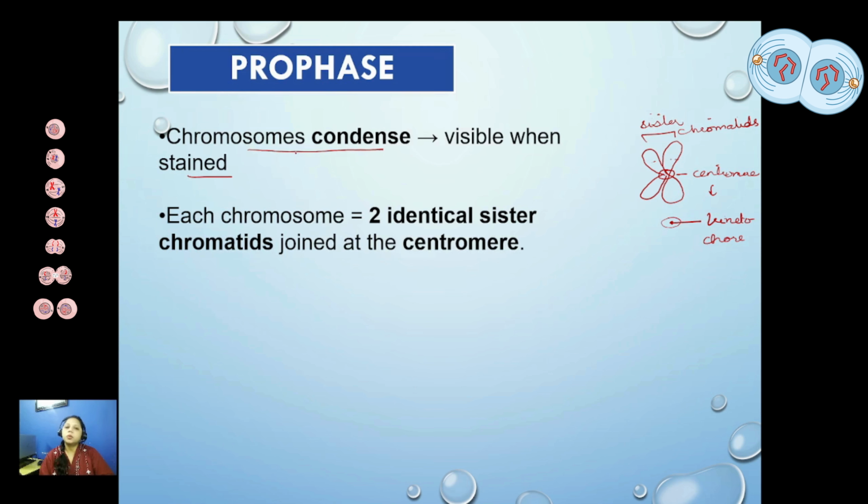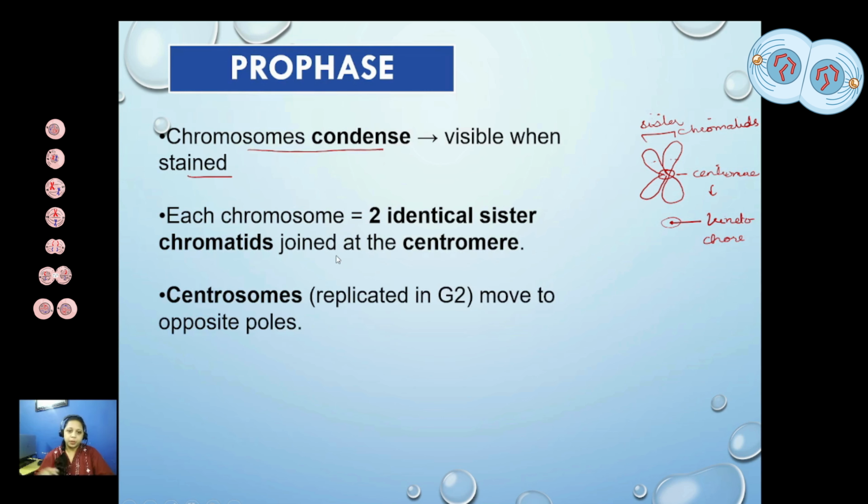Now the chromosomes condense, and the nuclear envelope is going to disappear. So let's say the nuclear envelope, if they are in the nucleus, they are going to be like this one. Your nuclear envelope is going to disappear, and you have now the chromosomes. I'm drawing only two, you can draw more.